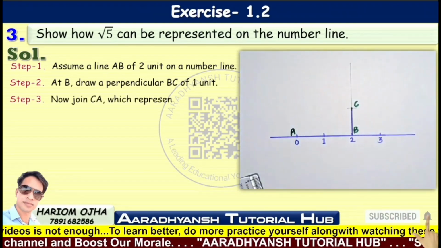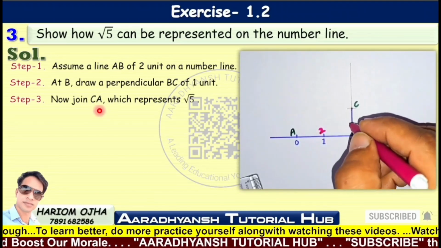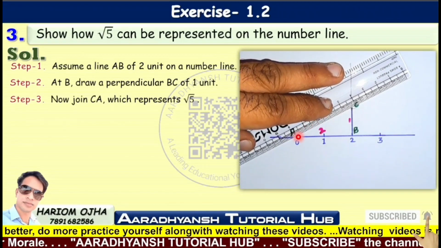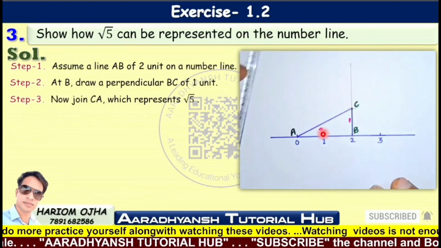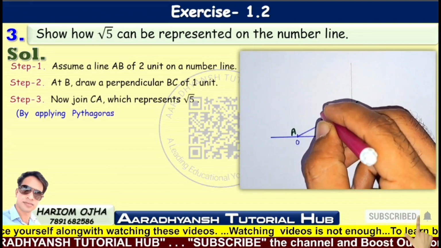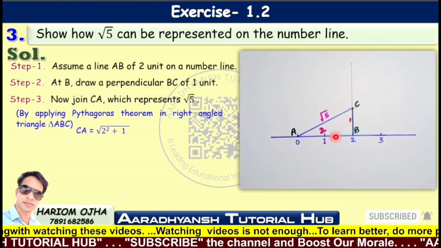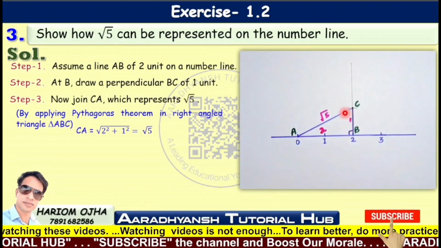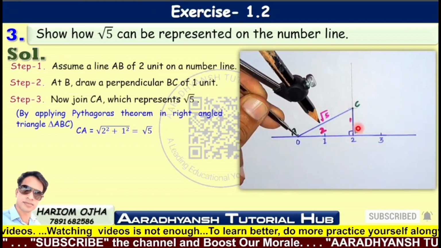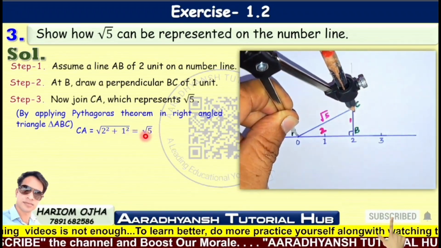Step 3rd. Now join CA, which represents square root of 5. Why does this CA represent square root of 5? The base is 2, its unit is 2 and the perpendicular is 1. And when we apply Pythagoras theorem, in this right angle triangle ABC, here CA equals square root of base square plus perpendicular square, and after solving we will get square root of 5.